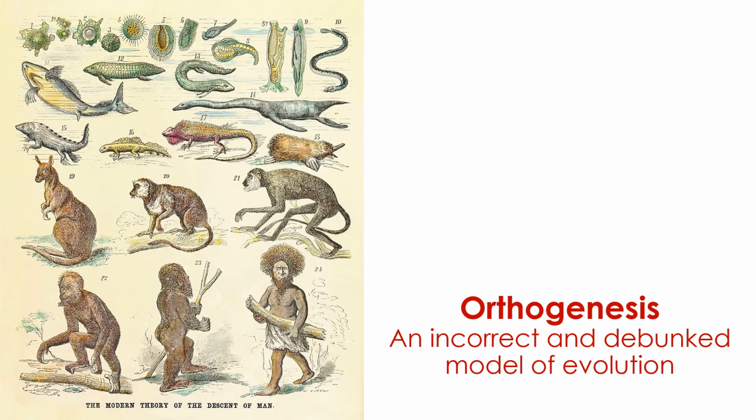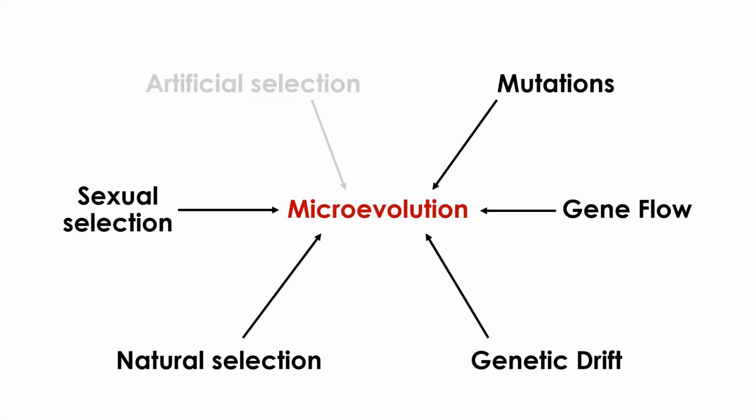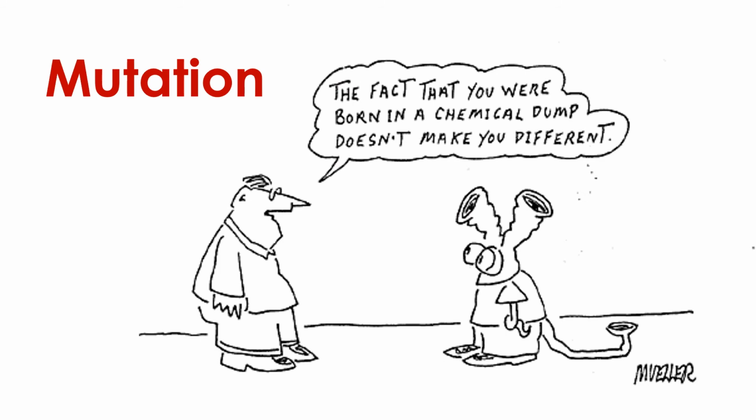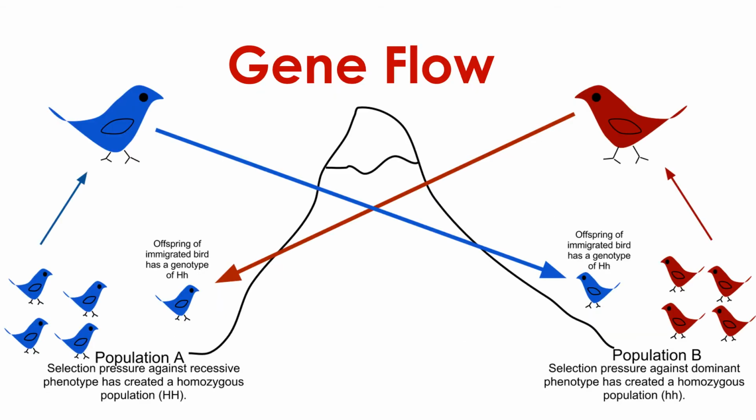We now know that this model, orthogenesis itself, is incorrect. Orthogenesis is an incorrect and debunked model of evolution. The causes of evolution are inherently random. Random alterations to genetic material create mutations which add variation to populations. Migration of individuals and interbreeding of individuals from different populations result in random changes in the genes of the populations themselves.